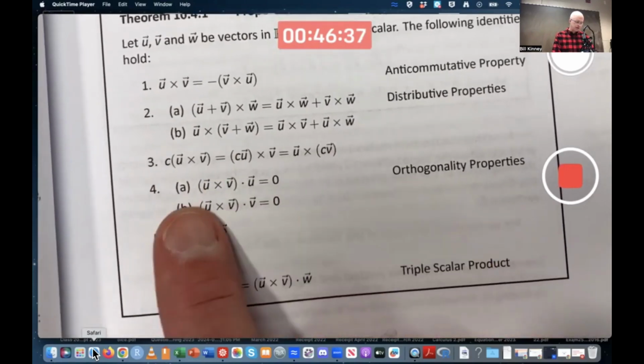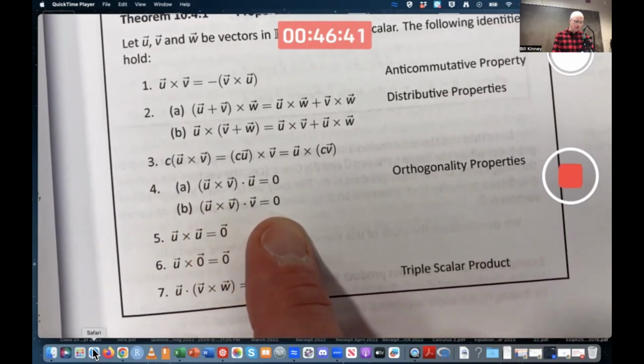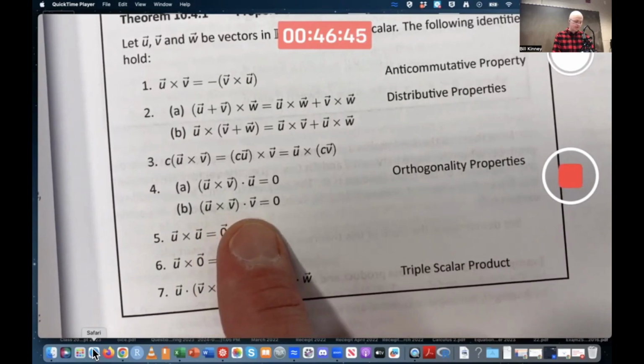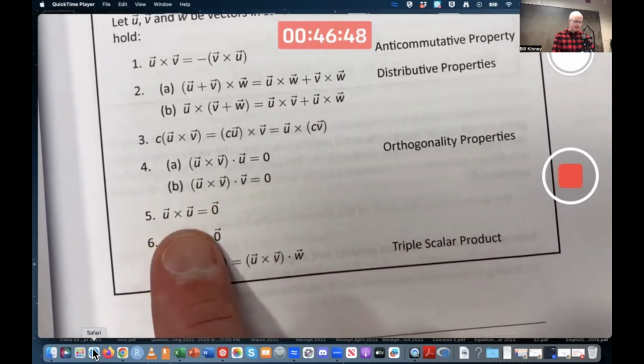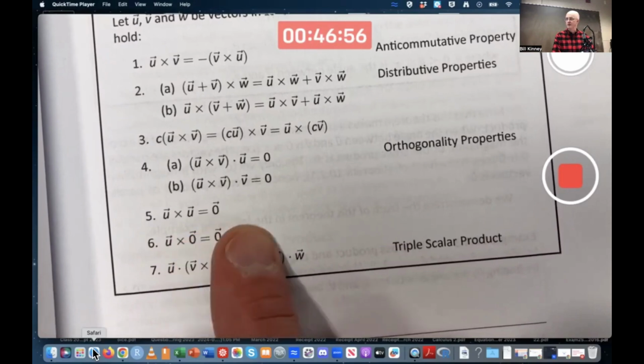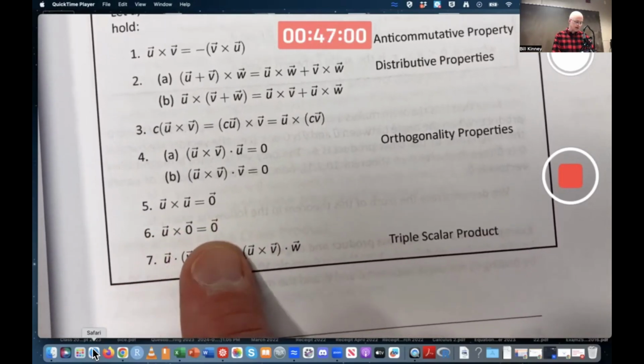Orthogonality properties: U cross V dot U and U cross V dot V are both the number 0. In other words, the cross product is orthogonal to both U and V. U cross itself is the 0 vector because U is parallel to itself. More generally, U cross any scalar multiple of U is also the 0 vector. Any vector cross the 0 vector is the 0 vector.